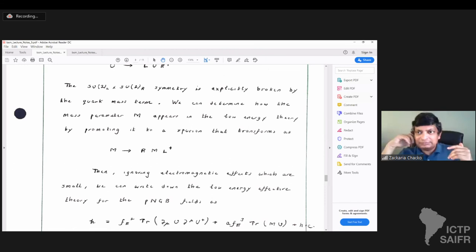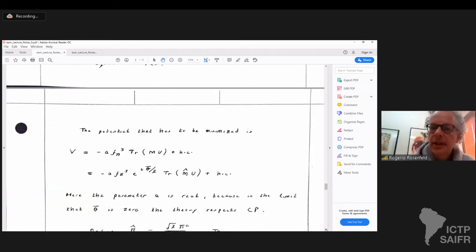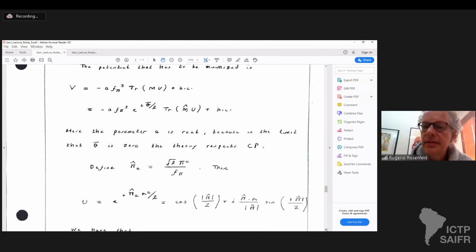And so those parameters have some values, you know. But if that matrix M transformed in this way, it would be a symmetry, okay? And you can use spurious symmetries to determine how parameters appear in effective Lagrangians, okay? So if it has a spurious symmetry, the effective field theory will also have that spurious symmetry. Okay, any other questions? Okay, Chuck, I don't see any other questions, so okay, go ahead.